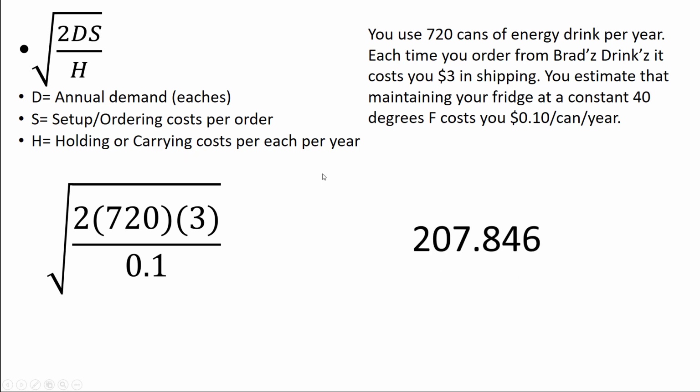So we find our 2 times 720, our annual demand of energy drink, our setup costs, our ordering costs, that is $3 in shipping, and then our holding or carrying costs, 10 cents per can per year. We drop those into this formula here, and we get this answer. So, of course, for this class, don't bother rounding off, but for sake of discussion, we can say that our holding plus ordering costs are the lowest if we order 207 cans or 208 cans at each order.